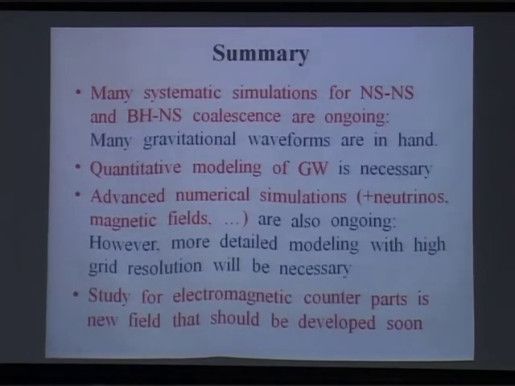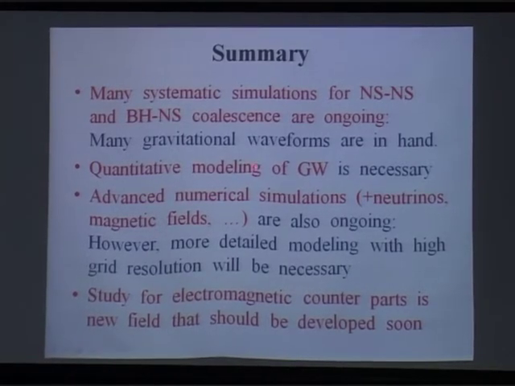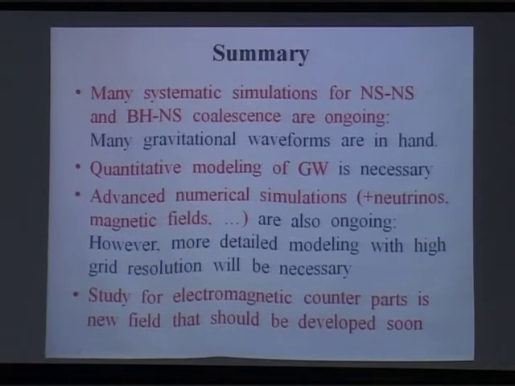Okay, anyway, this is a summary of this talk. I'm sorry, I spent a lot of time. Many systematic simulations for binary neutron star and black hole neutron star coalescence are ongoing. Now there are many gravitational waveforms in hand, many catalogs of gravitational waveforms. The next step is to model this gravitational wave, which is also ongoing by some people. Also, advanced numerical simulations taking into account the neutrino emissions, the radiation transfer and the magnetic fields are now ongoing. But these simulations are still in a preliminary stage, and in the future we have to perform more detailed modeling, and more resolved simulations for this subject.